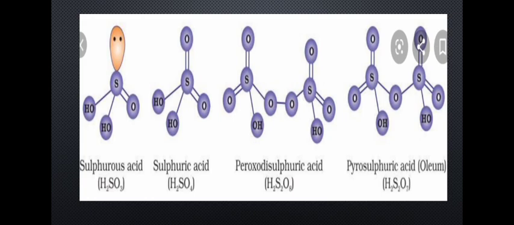Next is peroxo disulfuric acid. Peroxo disulfuric acid means here disulfuric acid is formed by joining of 2 sulfuric acid and loss of 1 water molecule. If 2 sulfuric acid are used, and the loss of water molecule takes place, at that time the formula will be H2S2O7. But peroxo means 1 oxygen is more, so final formula will be H2S2O8.